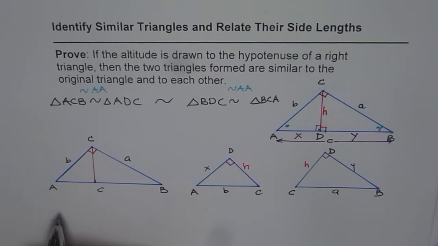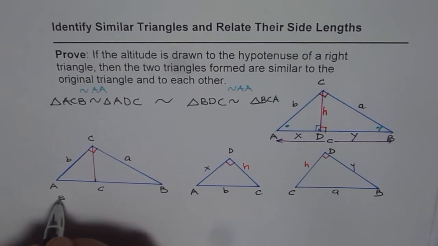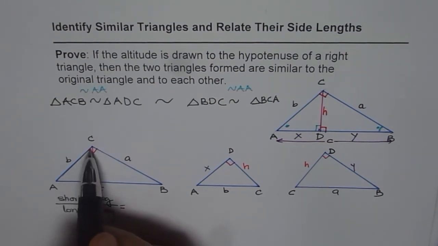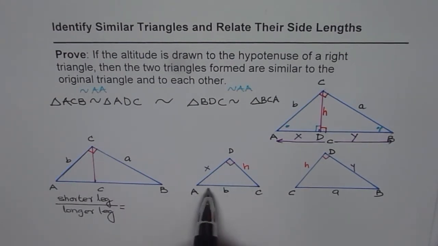So let me start with shorter legs over longer legs. Let's consider that ratio, right? In each, we'll consider the ratio of shorter leg over longer leg, right? So if you see in this, these are the two legs, that is the hypotenuse, right? So these are the two legs, hypotenuse, that is how we have drawn, correct?